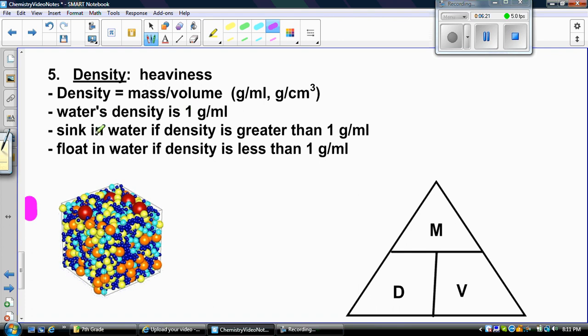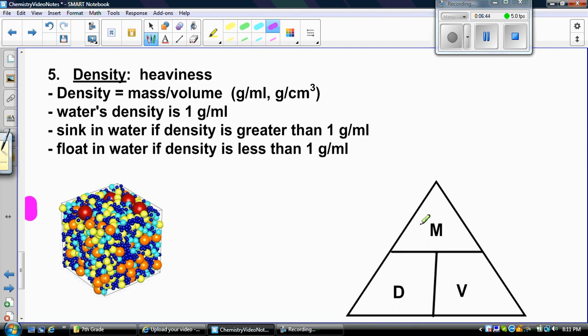So if we want to look at different substances and try to figure out what they are, we can put them in water. If they sink, we know their density is greater than 1. If matter floats in water, we know the density is less than 1. And this is a picture showing you the atoms of matter packed tightly together. That makes something very heavy, very dense.